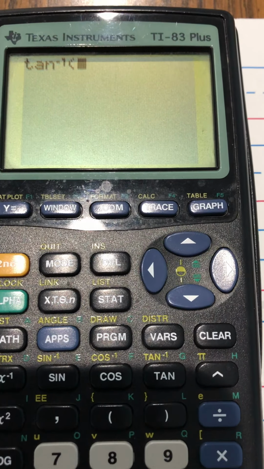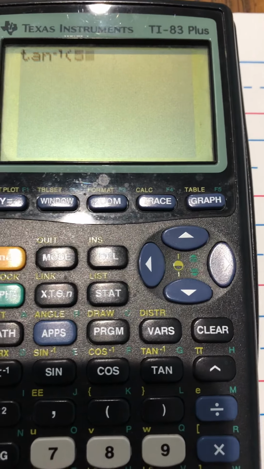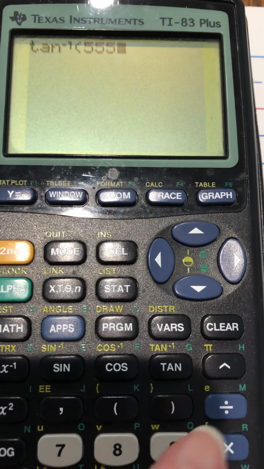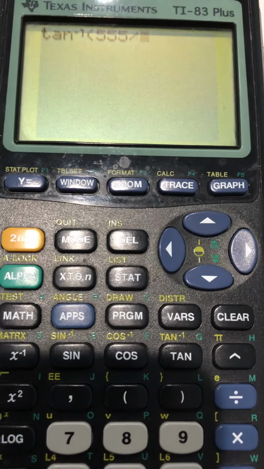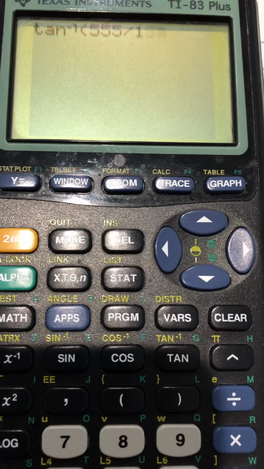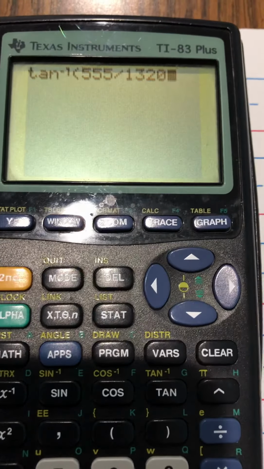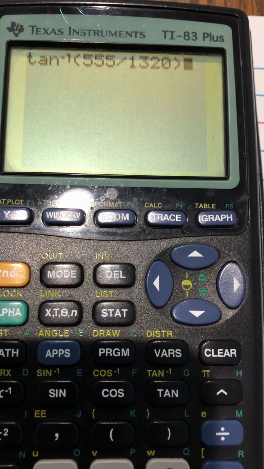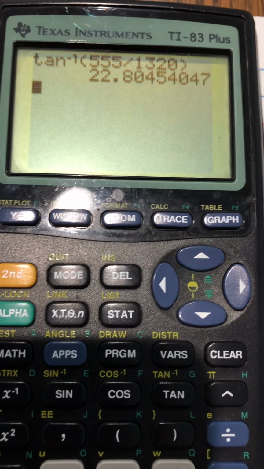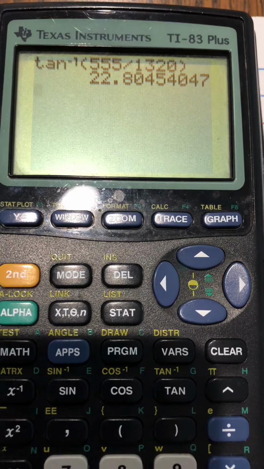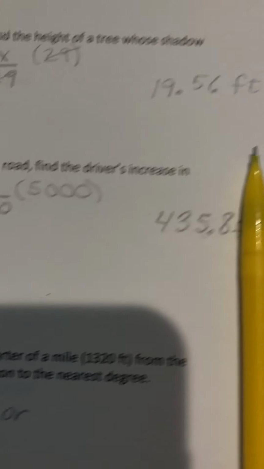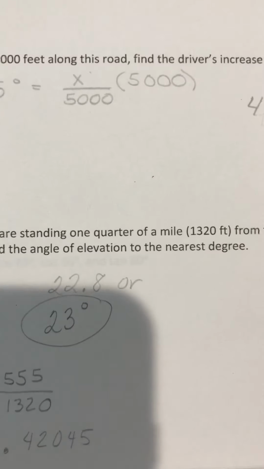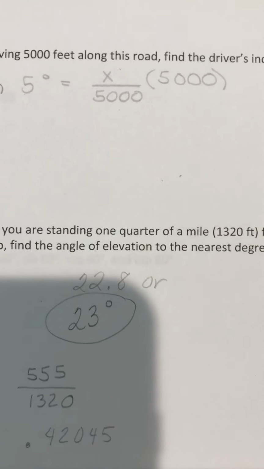And the ratio that we had was the opposite over the adjacent. And then if you close your parentheses and hit enter, it should give us the degrees. And it's set in the directions to go to the nearest degree. So that's why I rounded it to 23 degrees.